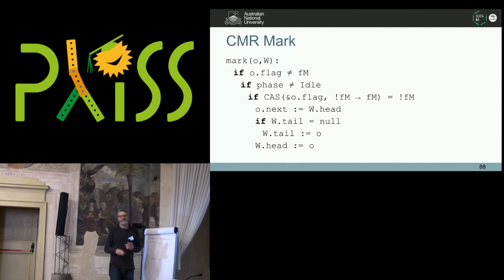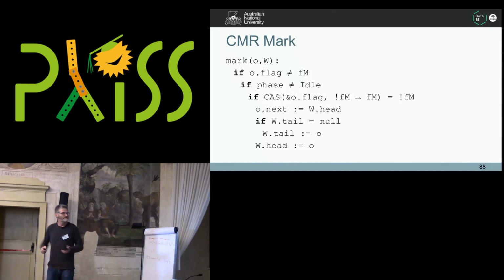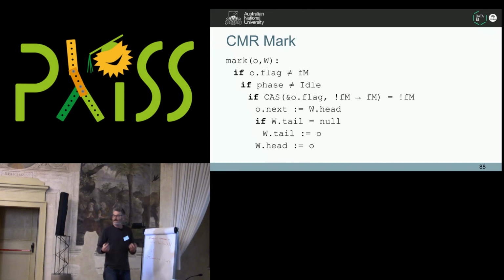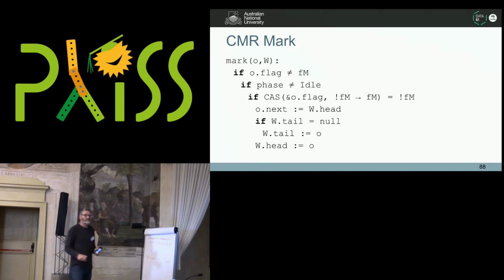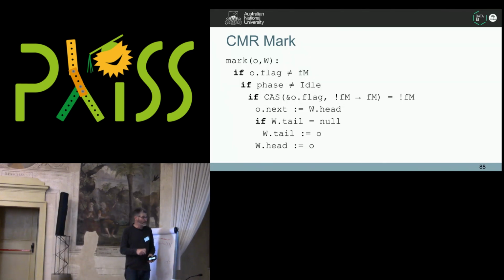But the first thing we check is, is the object marked? If it's not marked, then we have to do something with it. But first of all, we're going to check what phase we're in. If we're idle, who cares? We're not even working with the collector at this point. But otherwise, the collector is on and running, and we have to go off and do some things.